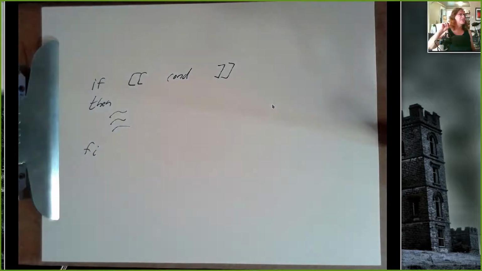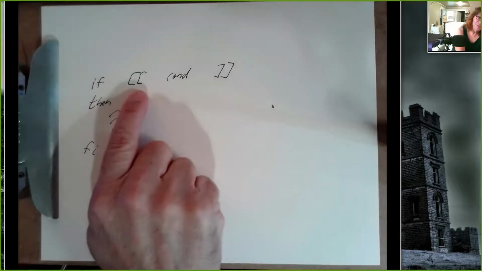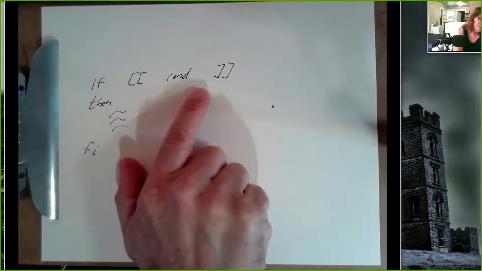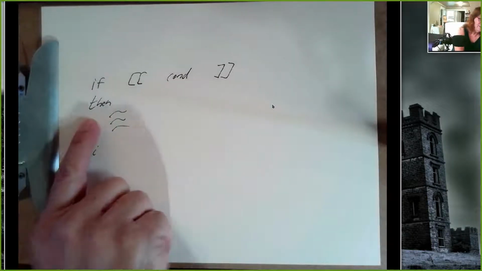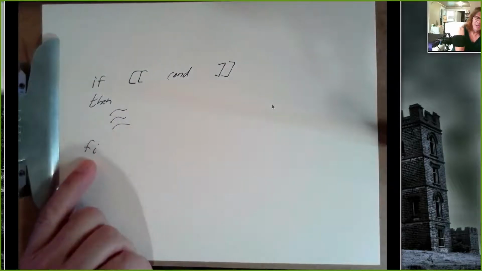The syntax is super critical. Okay, it's got to be if followed by at least one space, two brackets with no spaces followed by at least one space, your condition, at least one space, two brackets with no space, next line, then, next line, stuff you want to do, new line, fi.